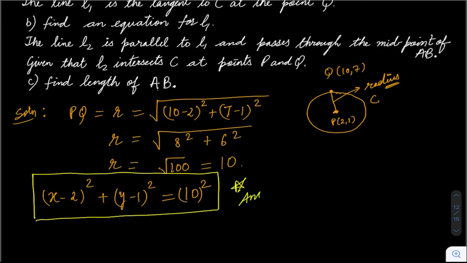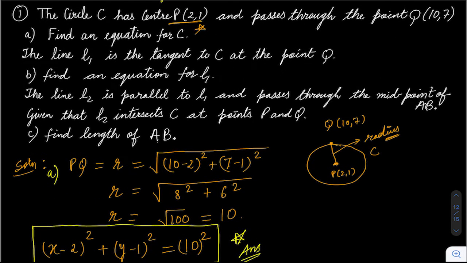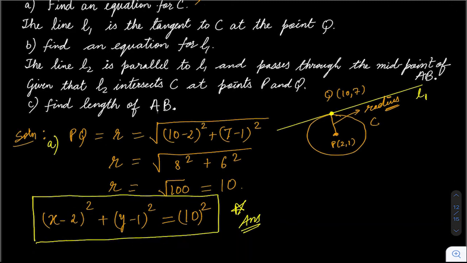So this is my A part. That's simple, we just need to look for the radius. Now the second part says find the equation for L1. L1 is tangent to the curve at point Q. So now they are drawing a tangent at the point Q. There is a tangent at point Q, they are calling it line L1, and we need to find its equation.